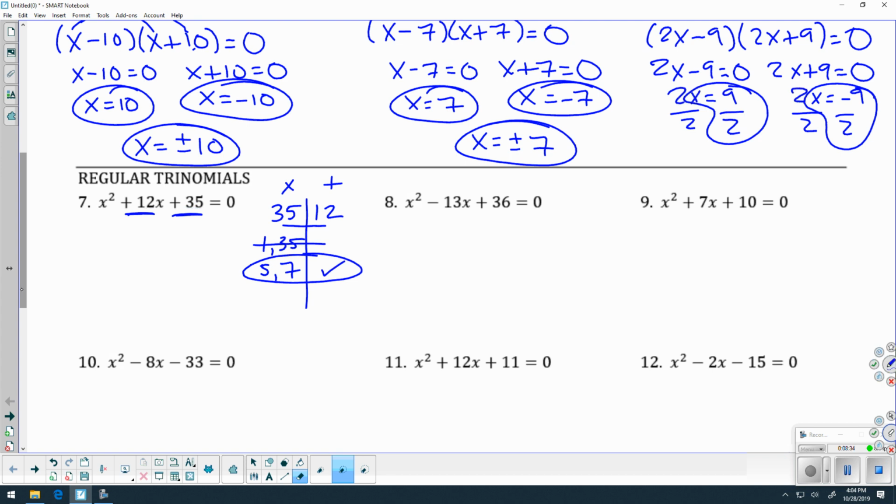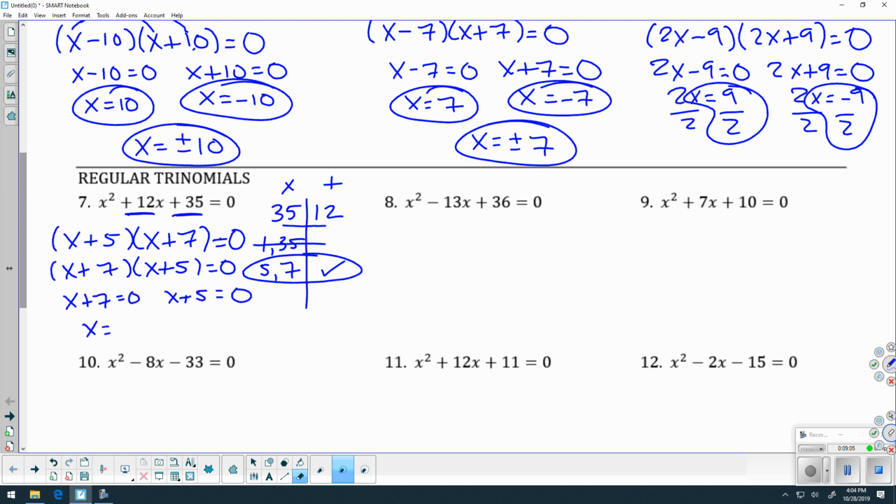Okay, so how is this thing going to factor now? Well, it's going to factor into two binomials. One of them is going to be x plus 5. The other one's going to be x plus 7. Because both 5 and 7 are positive, that's why it's going to be x plus 5 and then x plus 7. It doesn't matter the order that you write these in. So even if you wrote x plus 7 first and then x plus 5, it doesn't matter as long as you just have both of them, because you still get to the same answer in the end no matter what. If you set x plus 7 equal to 0 and then x plus 5 equal to 0, our two solutions would be negative 7 and then negative 5.